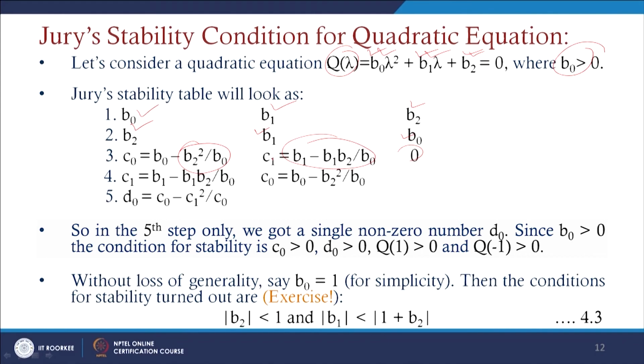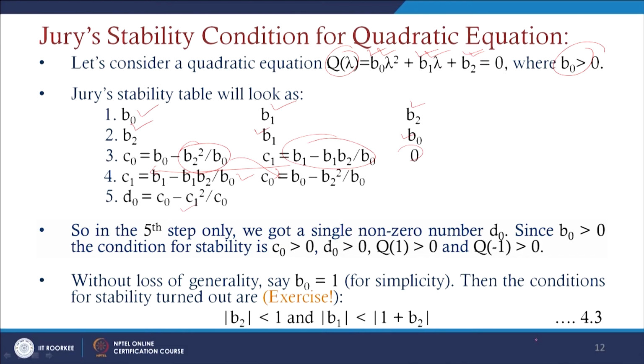Again we will write in a reverse form here. So, first C1 can be written as B1 minus B1 B2 by B0 here, and then again C0 will come to the position of the second element here. The last element we will again consider as the difference by multiplying this one. So, the last element will come as a 0 here. So, that is why the last element D0 is written as C0 minus C1 square by C0 here.